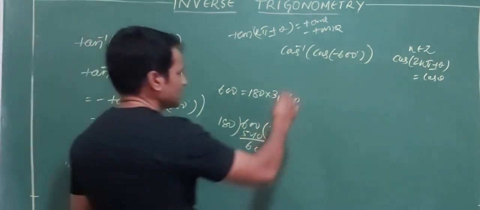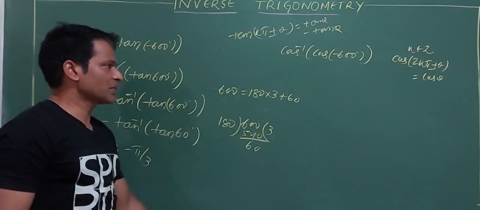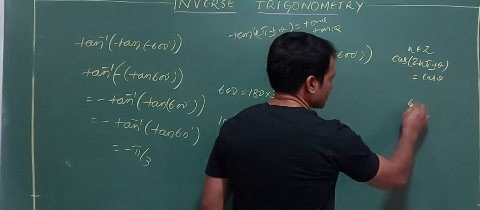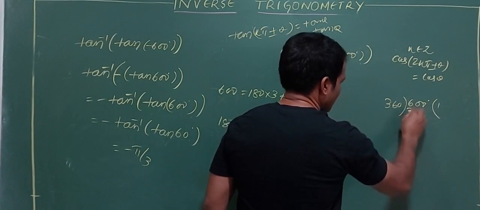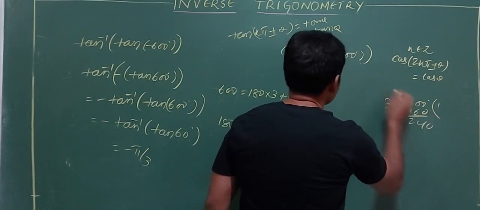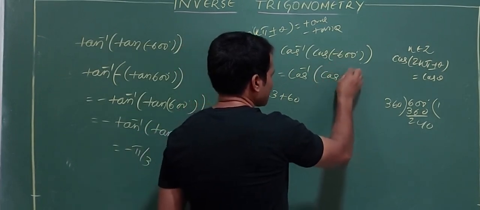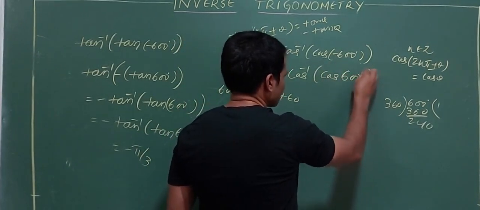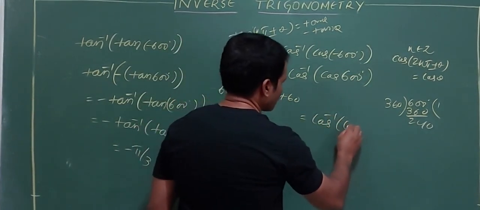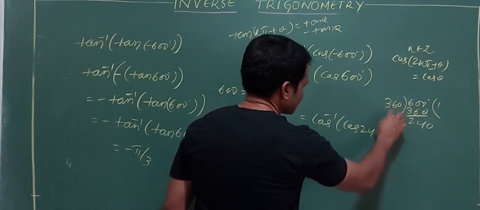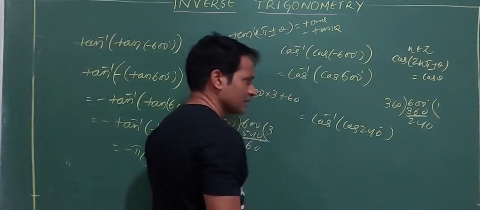Let's come back to 600. For cos, I cannot apply the same concept here. I cannot take a multiple of 180, so I will take 360. Remainder 240. So I write cos inverse of cos of minus theta, which is cos theta, the minus sign just goes, cos 600 degree. That equals cos inverse of cos 240. As I told, if it is an integral multiple of 360, overlook it and carry only the remainder.